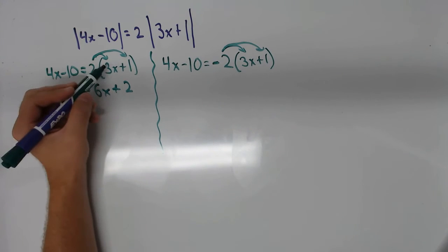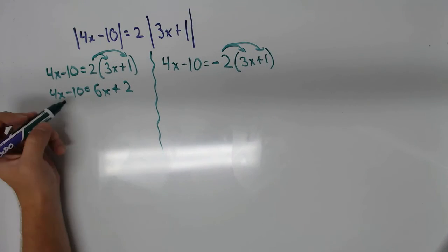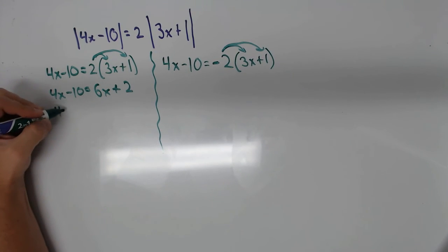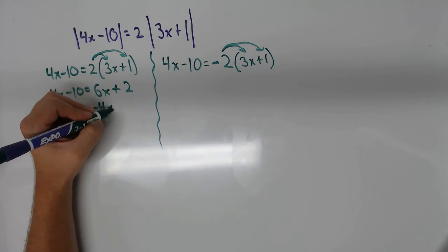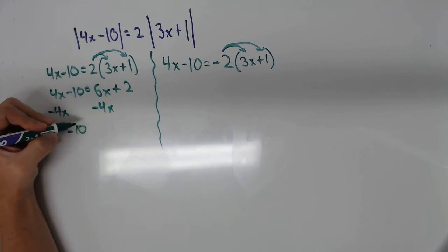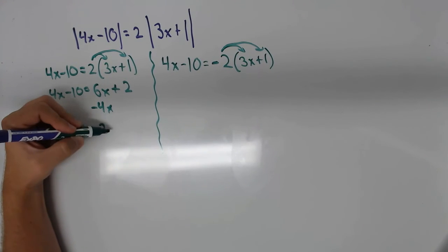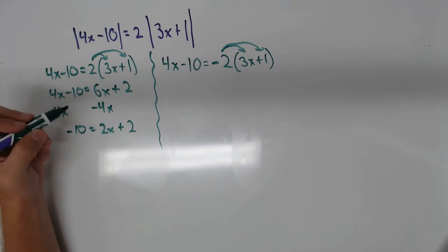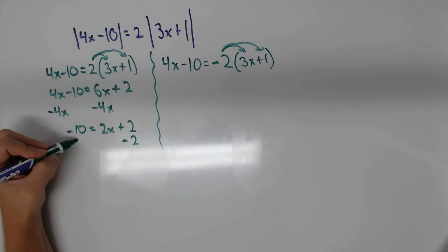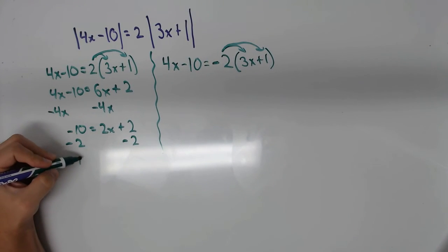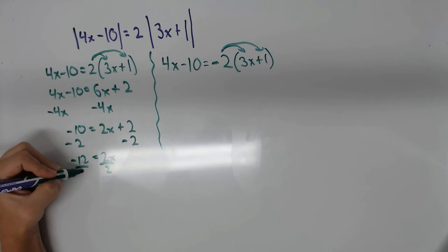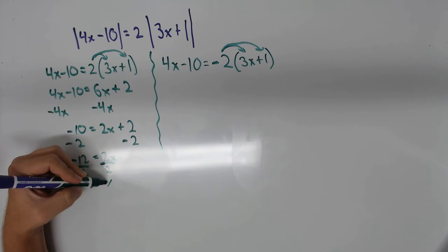I distributed 2. Now I've got to get my variables together. If you remember, I prefer to keep my variables positive, so I'm going to subtract the 4x instead of subtracting the 6x over there. Otherwise, I'd have a negative with the x, and when I have the choice, I don't like to do that. Now I'll subtract 2 to get the constants all on the same side. And last thing to do is divide. So I get negative 6.